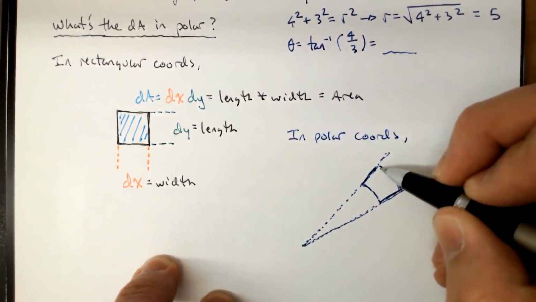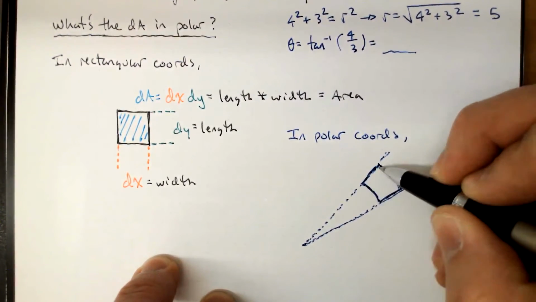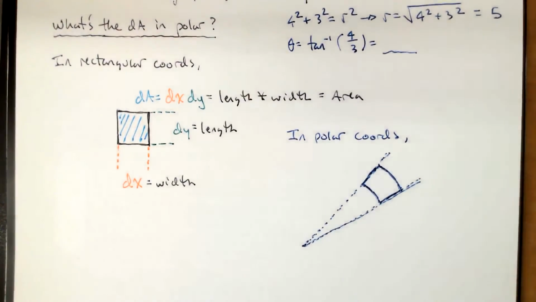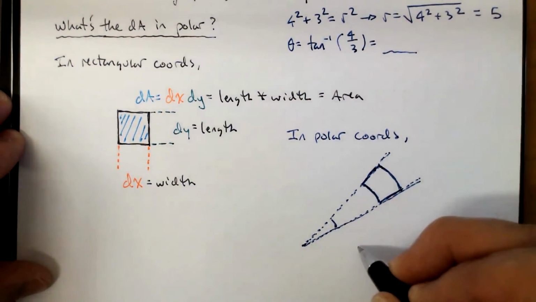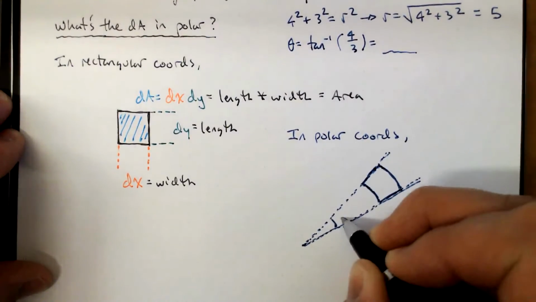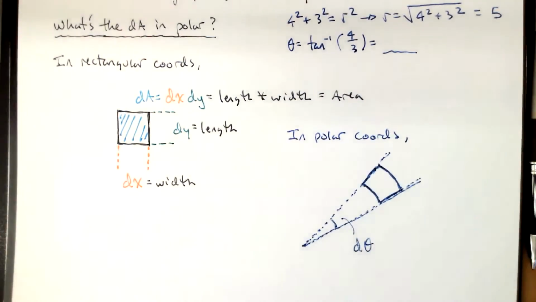So the grid looks a little bit different. It's very close to being a rectangle, depending on how small we make the angle theta. But the change in theta, the d theta part, that's an angle. I can't use d theta, some small change in angle, and multiply it by a length to come up with an area.